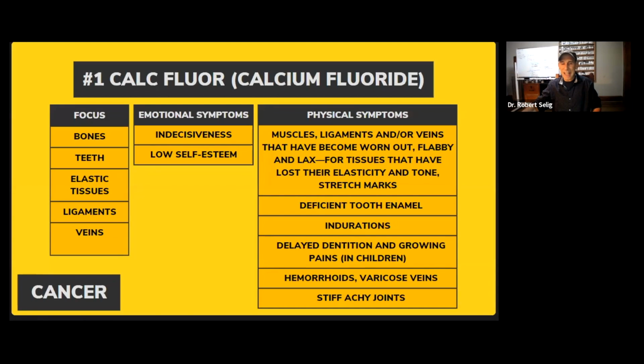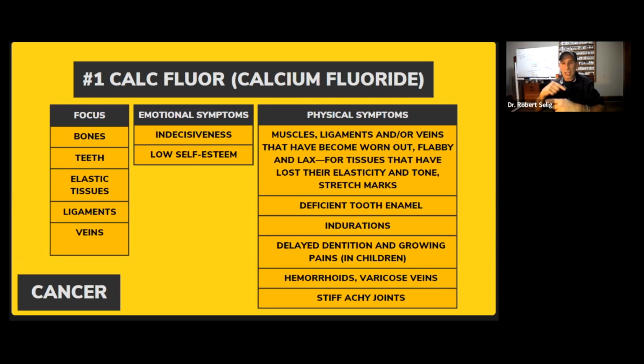Calc fluor, calcium fluoride. Now, what happens with calcium fluoride, we take the carbonate of lime, which is just an old term for calcium carbonate, and that's titrated with fluoric acid, a very toxic element. Those two combine together in the test tube, and the CO2 is released as a gas, and what you're left with is calcium fluoride. Now, calcium fluoride is naturally occurring in nature. It's found in the enamel of your teeth.